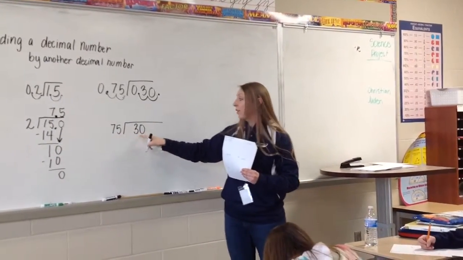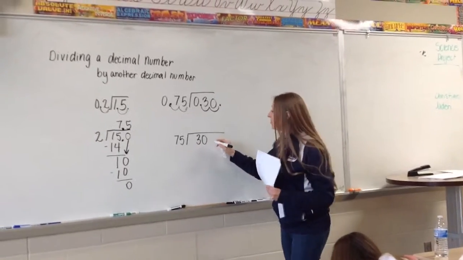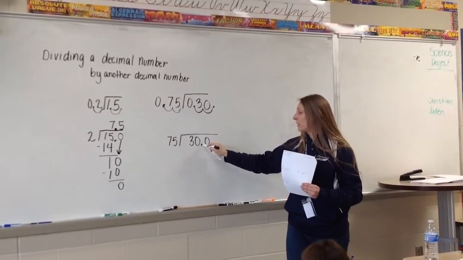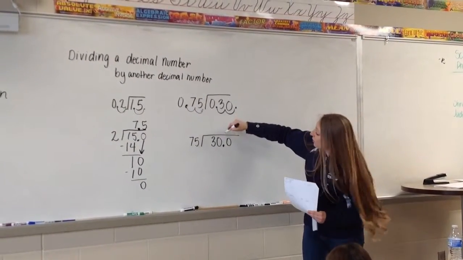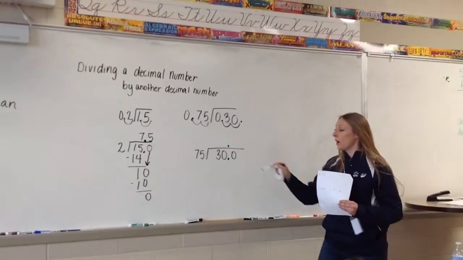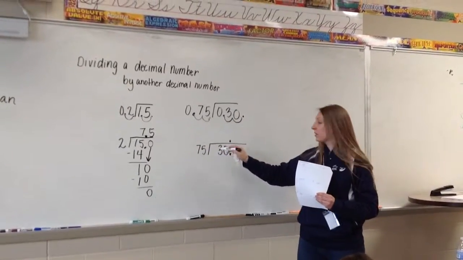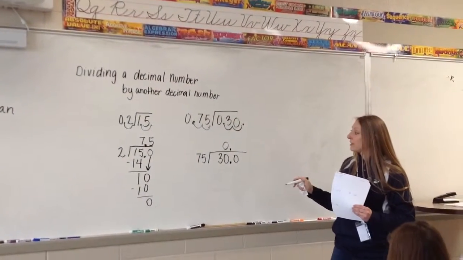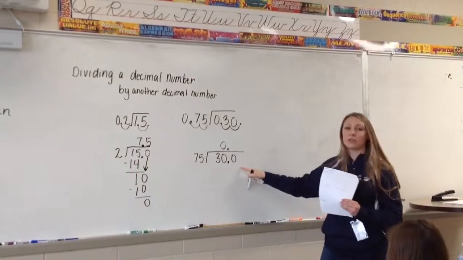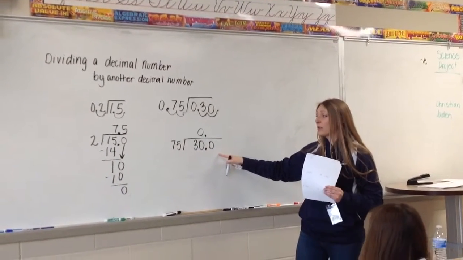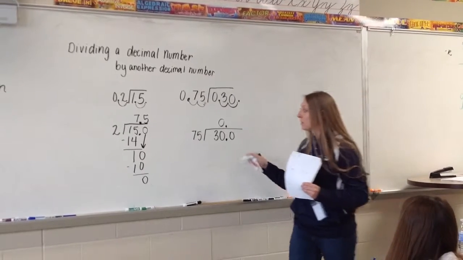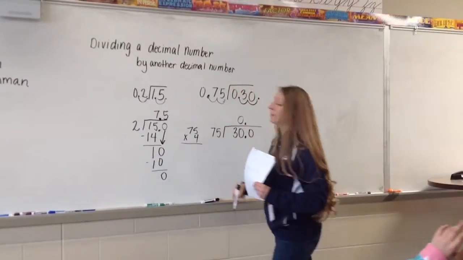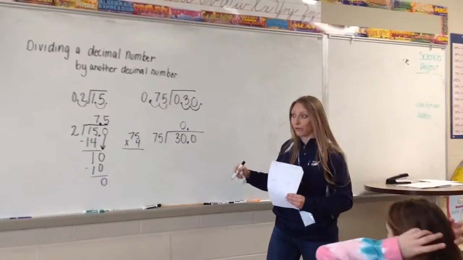I know that 30 is smaller than 75, so I'm going to put a decimal point 0 after it, and I'm going to go ahead and put my decimal point that's in my dividend right up here in my quotient. I know that 75 goes into 30 0 times. So the next thing I'm going to ask myself is how many times does 75 go into 300? You can think 7 goes into 28 4 times. So I'm going to do 75 times 4 and see if I get something close to 300 or even 300.